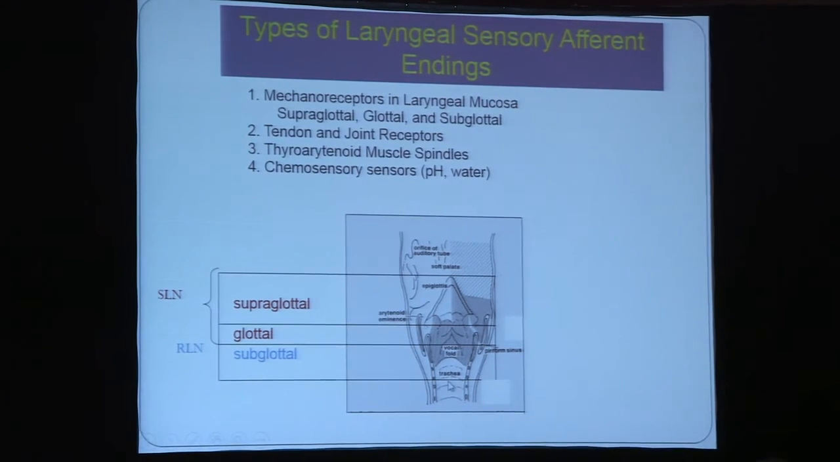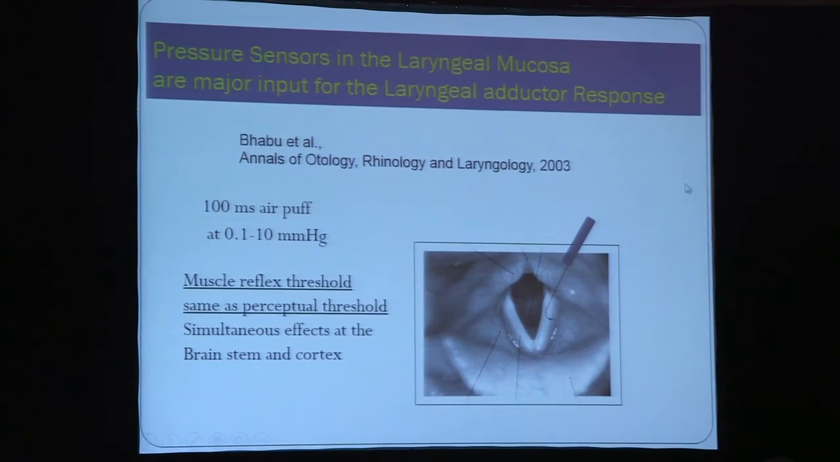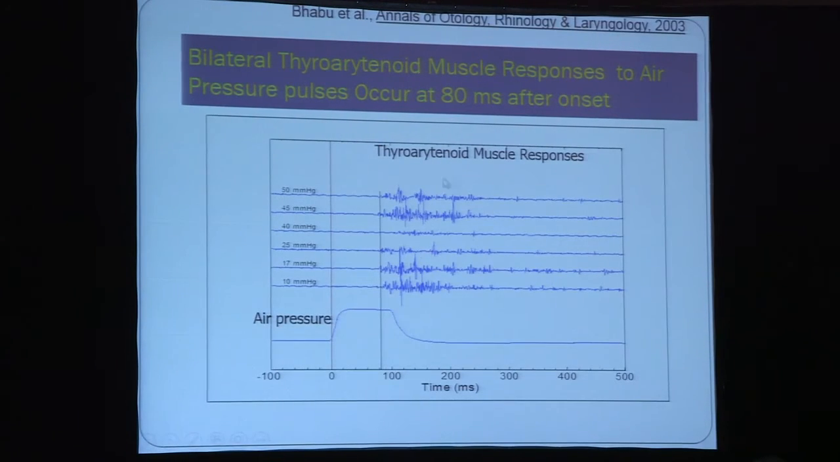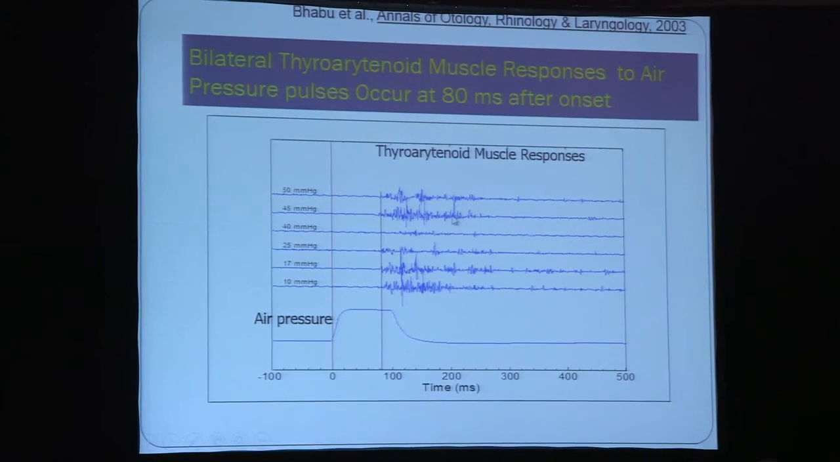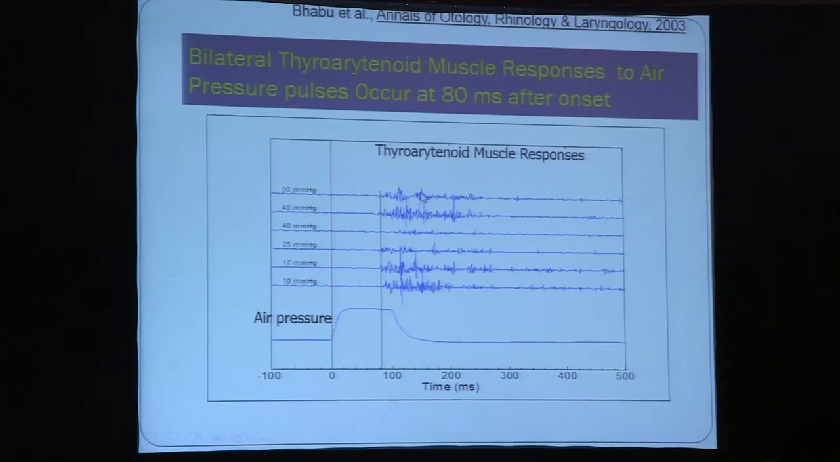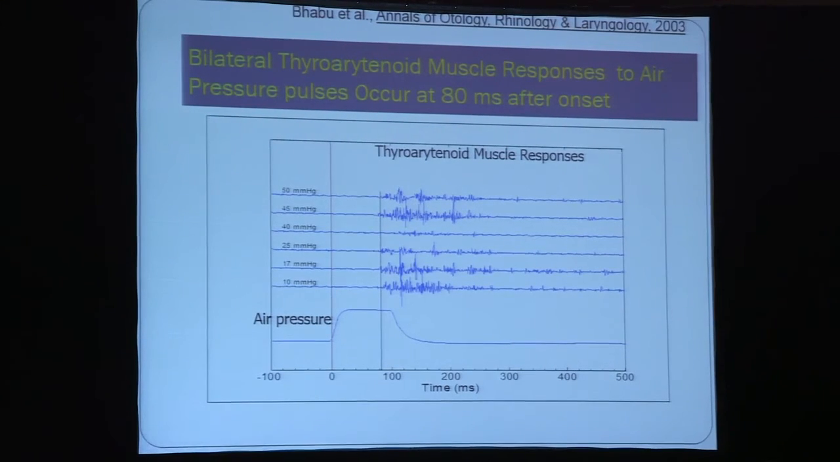You can study, and in fact people have studied, the effect of using an air puff, which is a mechanical stimulus, on the mucosa in the larynx, particularly in the posterior region where these mechanoreceptors are most dense. And you can see a bilateral thyroarytenoid muscle response to the stimulation at the level of the glottis or above the glottis that is called the laryngeal adductor reflex. And this occurs at around 80 milliseconds. And this can produce a bilateral response. Both vocal folds will be seen to close.